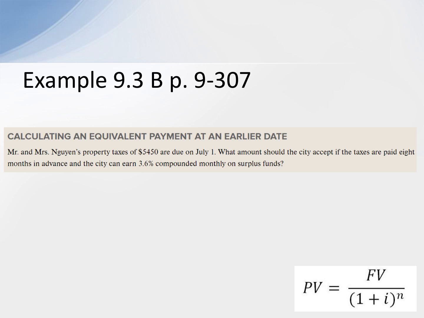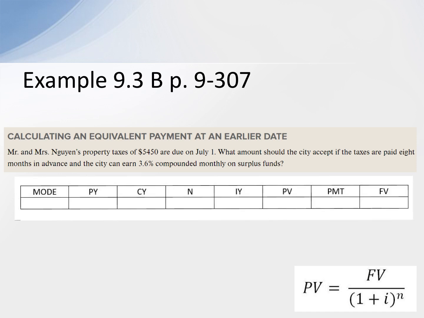In this example, we're calculating an equivalent payment at an earlier date, so that would be present value. We have a payment of Mr. and Mrs. Nguyen. Their property taxes of $5,450 are due on July 1st. What amount should the city accept if the taxes are paid 8 months in advance and the city can earn 3.6% compounded monthly on surplus or extra funds?